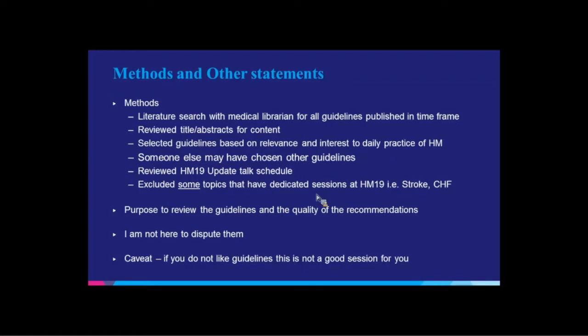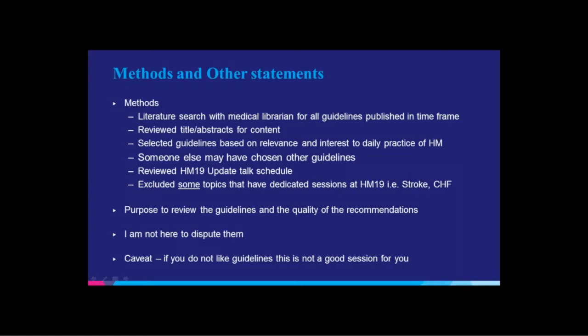Because this talk was initially designed for Hospital Medicine 19, I took a look, and so I stayed away from some topics that were covered there in other dedicated talks, such as stroke and CHF. These are also very large guidelines and really do deserve talks unto themselves. The purpose was to review the guidelines and the quality of the recommendations. I'm not here to dispute them.